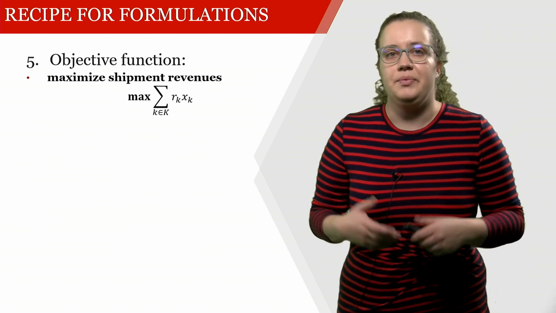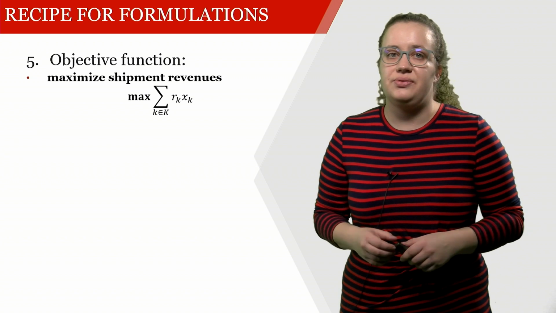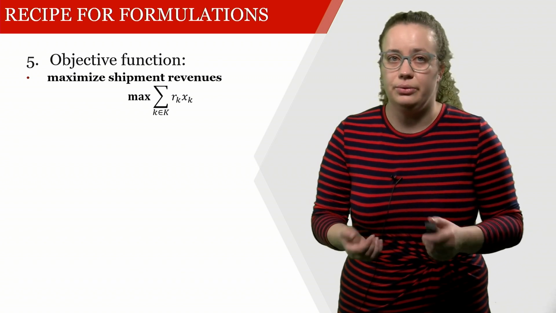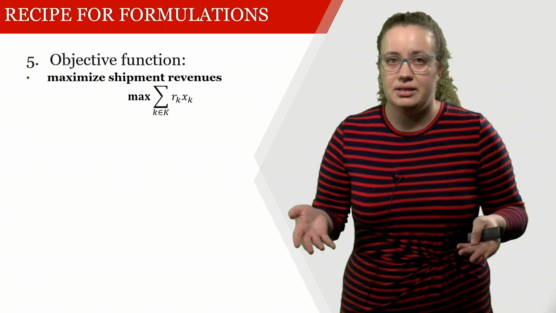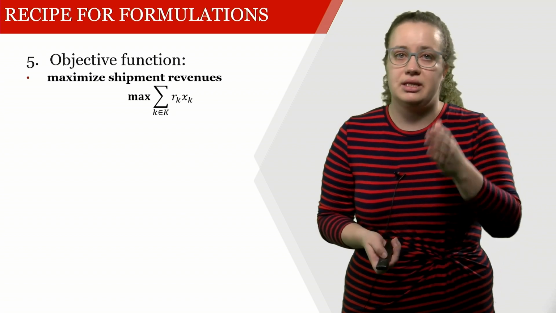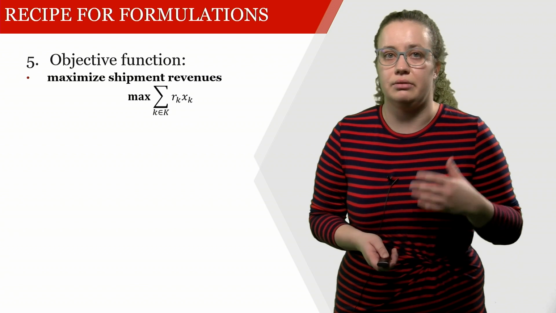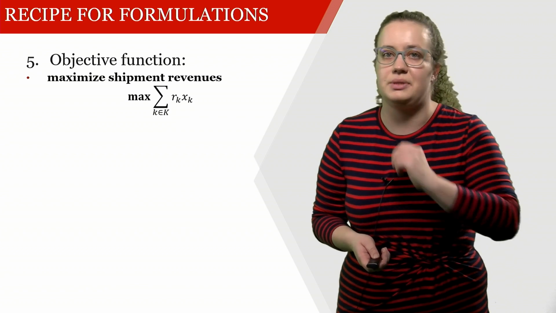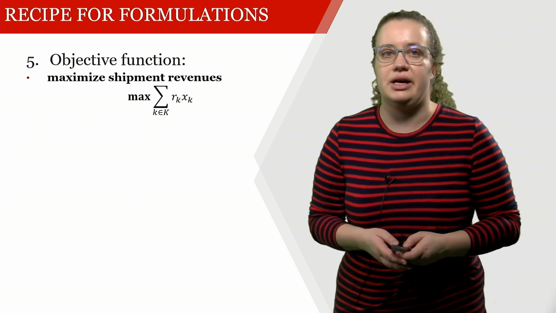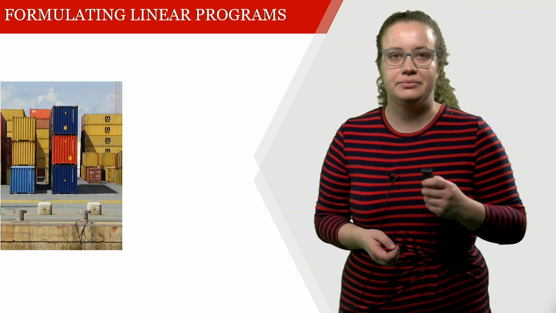And lastly, the objective function. Our objective function is to maximize the shipment revenues over all items. So, for instance, here we're saying 100 times the amount of sand plus 150 times the amount of coal. This is what this objective function is stating here.